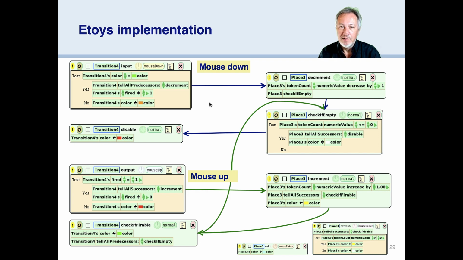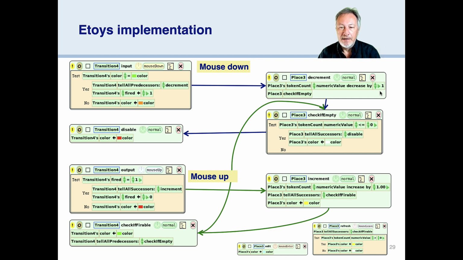then we're going to try and, so a green transition is one that's enabled. So we're going to tell all of our predecessors, the places, to decrement themselves. And on the other hand, if my color is not green, then that means I'm red. That means I'll temporarily turn orange. After mouse down, I'm going to tell all of my places to decrement, and that happens.